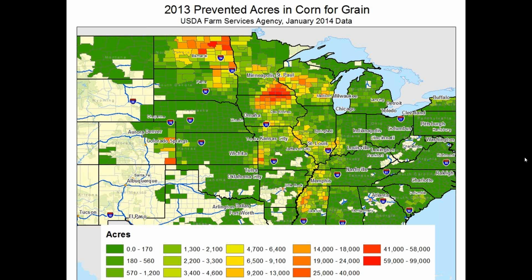And it's probably not a surprise to anyone that a lot of those counties are in northern Iowa, where we saw a lot of those rains and a lot of delayed planting, and then up in North Dakota, because I believe that's what a lot of people were talking about last year.